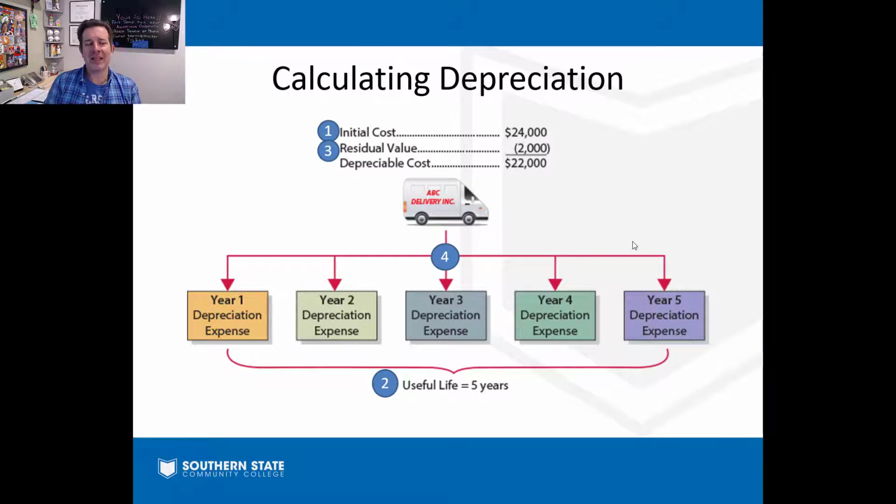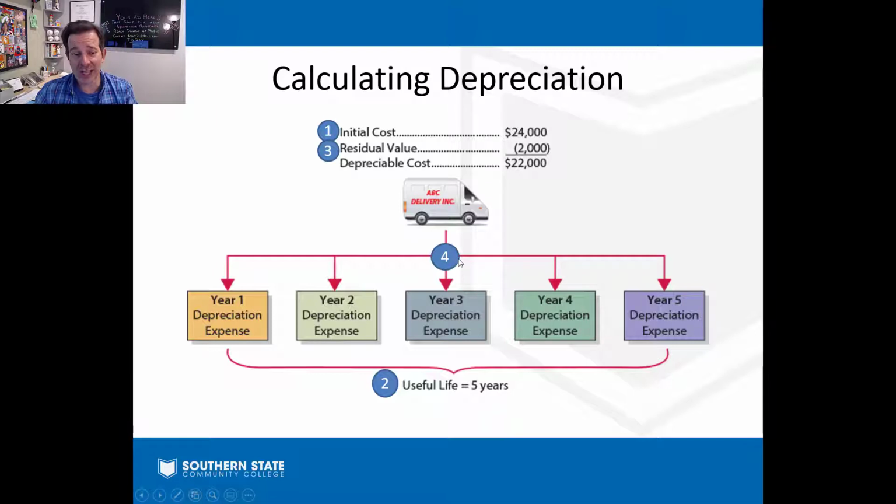So calculating straight line depreciation, we need to know four things here. We need to know the cost, we need to know the useful life, we need to know the residual or salvage value, and we need a methodology for calculating the amount. So just a simple example here, we have a delivery truck. ABC Delivery has bought a truck. They paid $24,000 for it. They expect to be able to sell it off at the end of its life for $2,000, and they expect to be able to use it for 5 years.